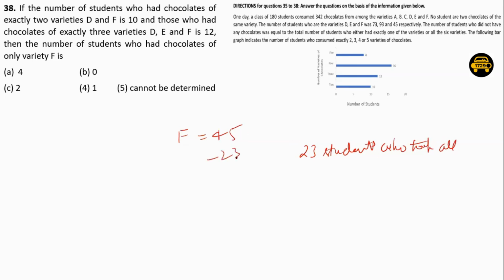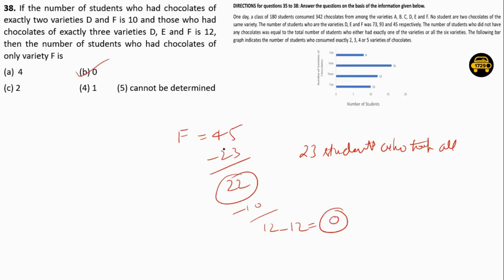So first we subtract this 23 from this 45 and this will come out to be 22. Okay. Now we know that number of students consuming D and F is 10. So we subtract 10 from it again. Now this will come out to be 12. And number of students who are consuming exactly D, E and F is 12. So we remove this 12 as well and we are not left with any of the Fs now. So the number of students who had chocolates of only variety F is of course 0.